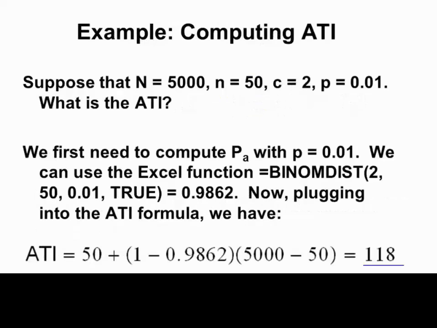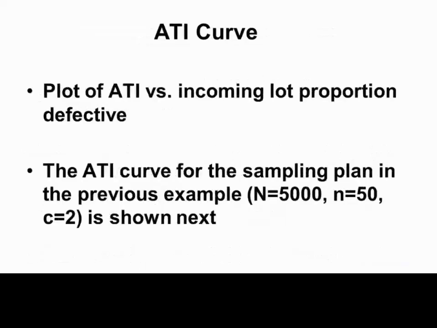So let's just think about that. The lot size is 5,000, sample size is 50. So if we were going to reject every lot, then our average inspection would be 5,000. We'd have to look at everything in the lot. If we rejected no lots, then we'd only be inspecting the sample sizes, which would be 50. So we're somewhere in between the 50 and 5,000.